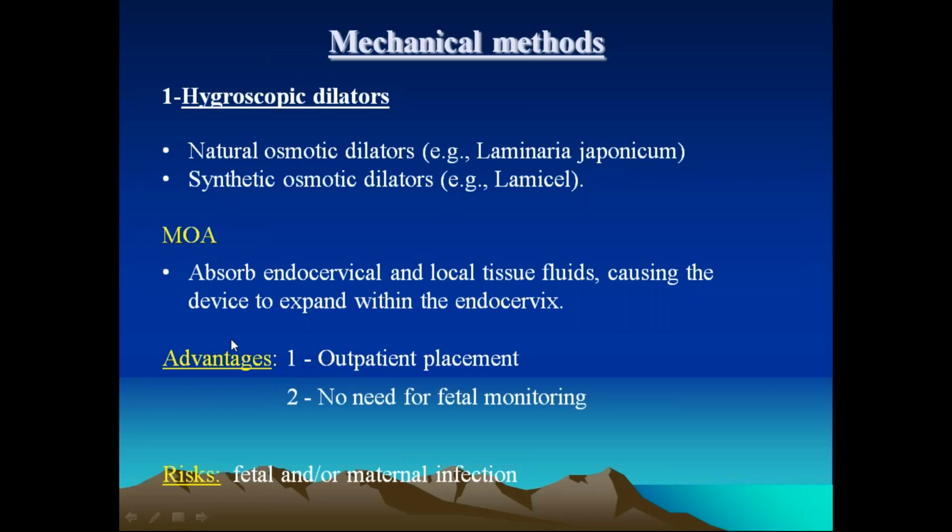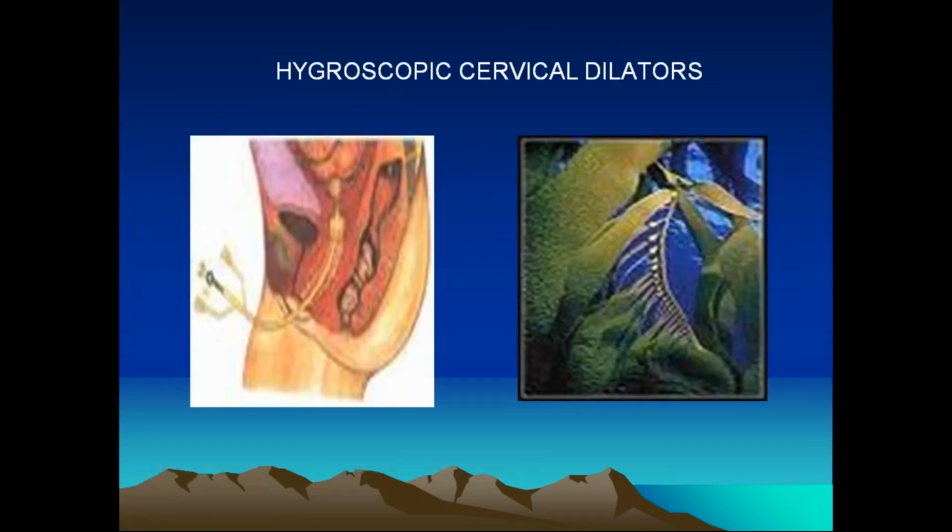Coming to the advantages of the hygroscopic dilators, we can place these as outpatient placement, and then we can ask the patient if she has uterine contractions or if the laminaria or these dilators have fallen down. And no need for any fetal monitoring. These are the advantages. And coming to the risks of the mechanical methods, that is hygroscopic dilators, these may cause fetal or maternal infection.